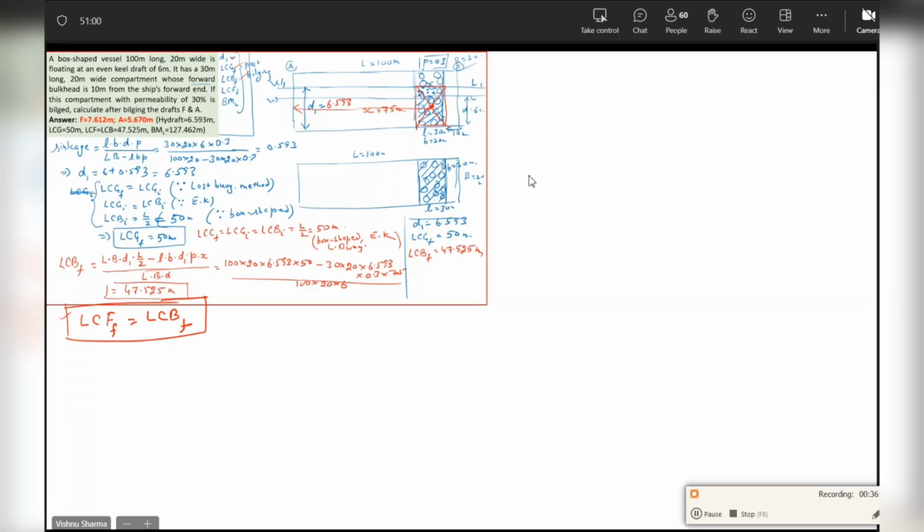So what we'll do is, though they are going to be the same, I will still learn to calculate, like we did for KB also. In the first example, KB was D1 by 2, but we still learned how to calculate the KB.